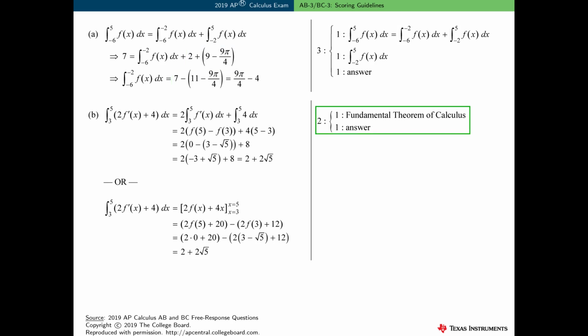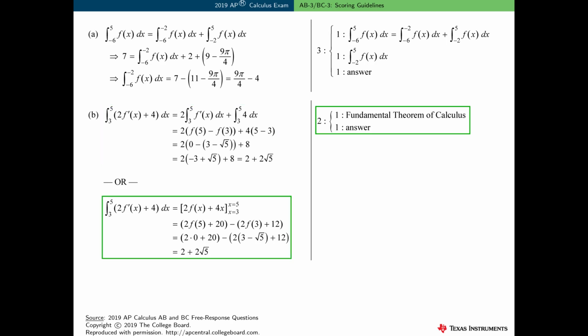Part B was worth 2 points. And here, students had to apply the fundamental theorem of calculus and some basic rules about anti-differentiation in order to solve this problem. So 1 point was awarded for using the FTC associated with the definite integral of f prime of x. This involved finding the antiderivative of f prime of x and symbolically subtracting f of 5 minus f of 3, and 1 point for the final answer.